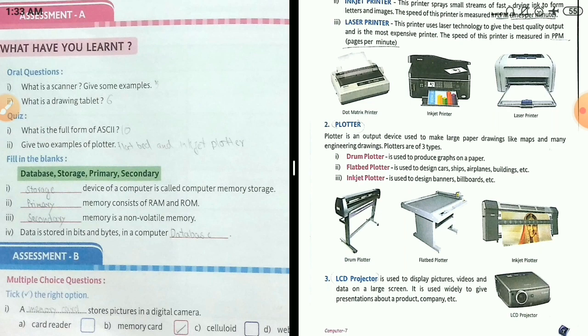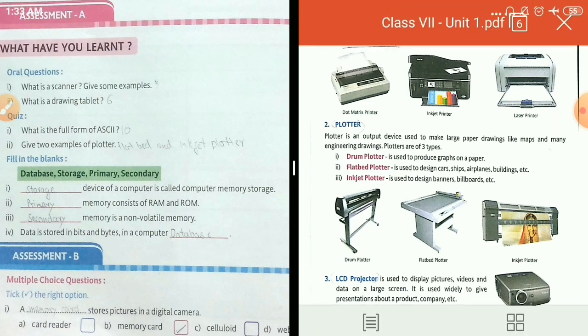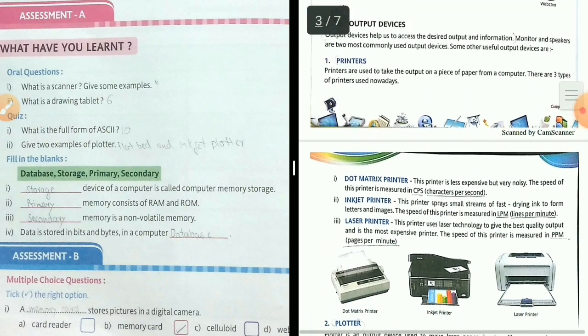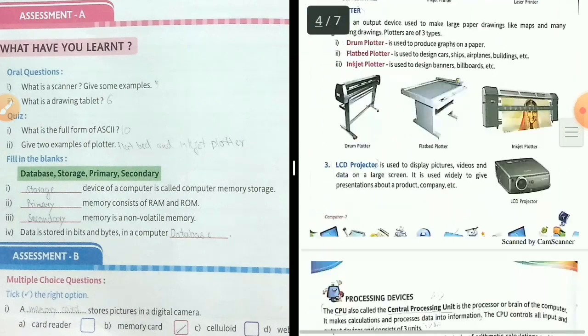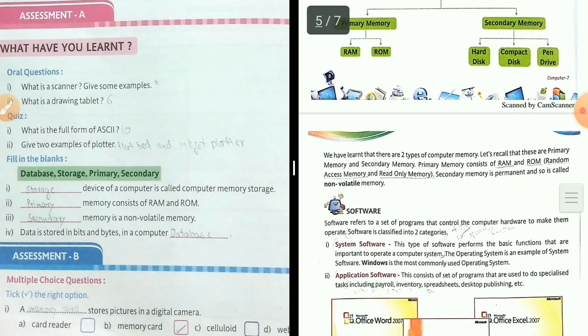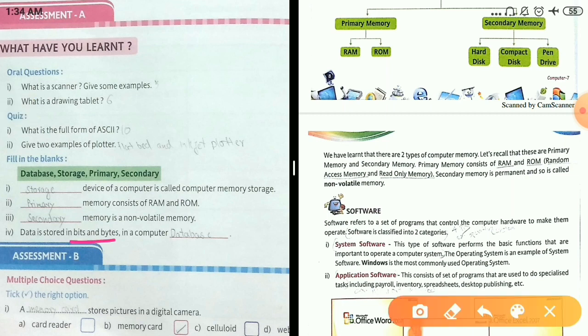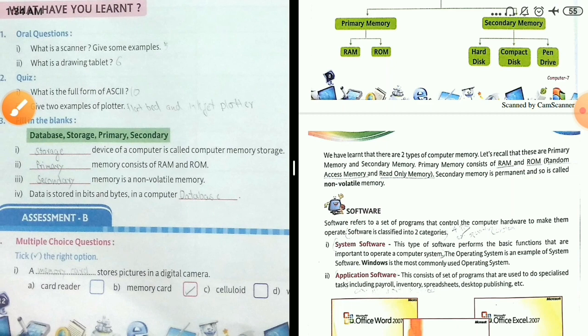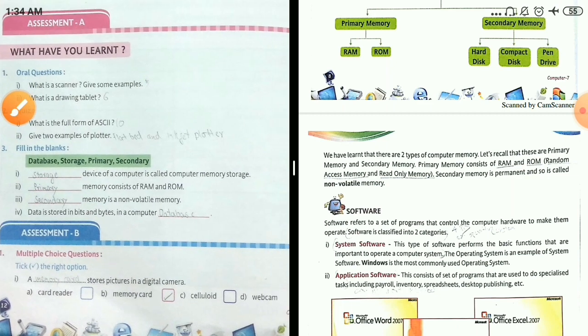Okay, now see the third one. Secondary memory is a non-volatile memory. Yes, we have seen over there also. See, we have seen when we were learning these things. Okay, secondary memory is permanent and so is called non-volatile. Now for the fourth fill in the blank, data is stored in bits and bytes in a computer database. The fourth answer is what? Your database. Now moving forward with your assessment number B, see the first one, multiple choice question.